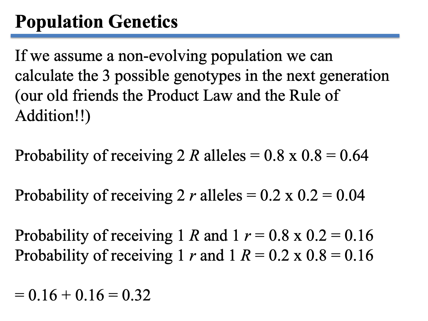When we consider that there are more than one way that individuals can be heterozygous, we have to add up those individual probabilities. So that is 0.16 plus 0.16, which is 0.32. And that is the probability of being heterozygous in the next generation based off of the calculations we have utilized.